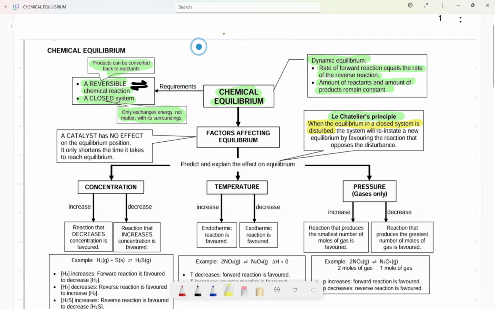You see, now it says when the equilibrium in a closed system is disturbed, the system will reinstate a new equilibrium. We will try to reform a new equilibrium by doing what? By favoring the reaction that opposes the disturbance. Let me explain it like this. Let's say it is A2 forming B2.